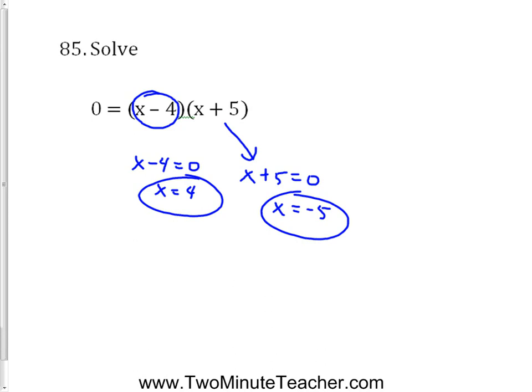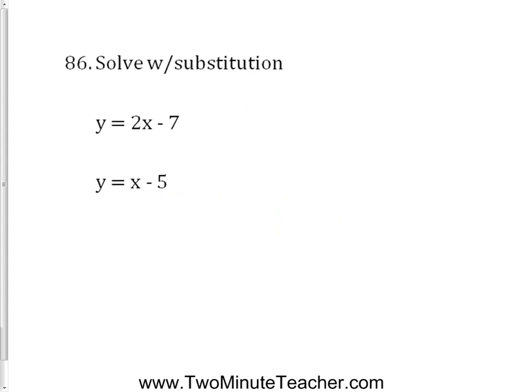Now to test it, I could just actually stick in a 4 right here, and I'll have 4 minus 4 is 0, and 0 times 9 makes 0. So it worked. And test the other answer of negative 5. I could stick in a negative 5 here, and that's going to make 0. 0 times negative 5 minus 4 is negative 9. 0 times negative 9 would make 0. So it worked. All right, that is how to do that kind.